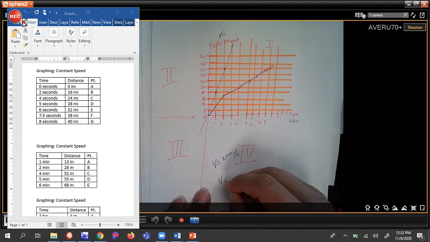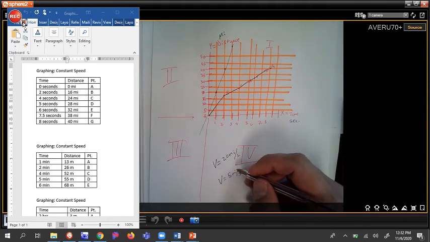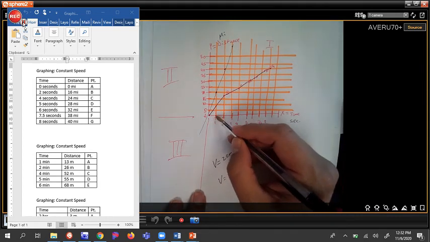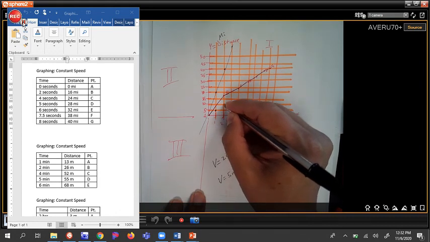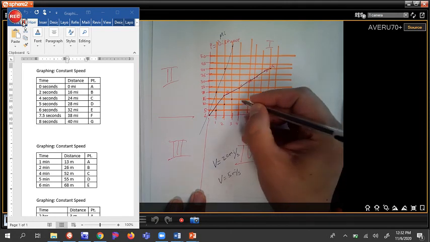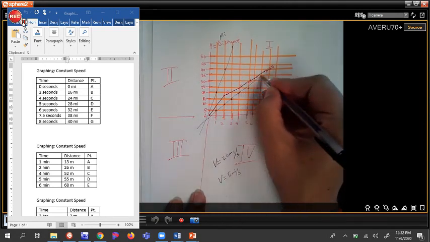Let's say we've got something that's only going 5 miles per second. Okay, that's pretty easy stuff. So I go 1 second, go up 5 miles. Go over another second, go up 5 miles. Go up another 5 miles in 1 second, 5 miles in 1 second, 5 miles in 1 second, and then I can draw that line.